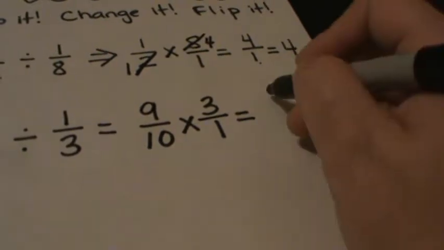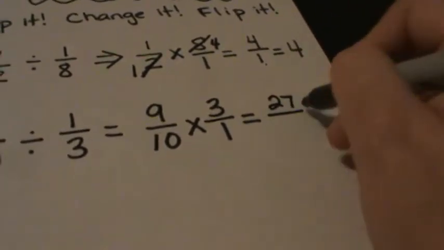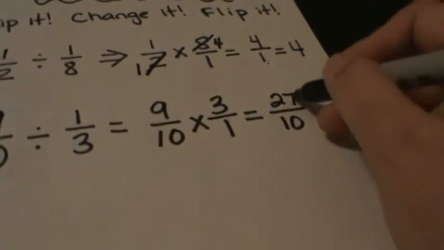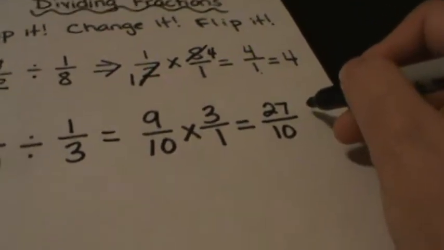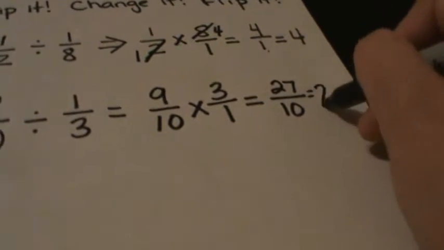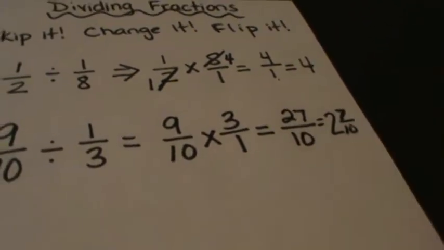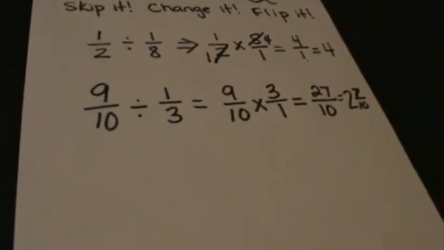So we multiply across. That's 27 and 10. Now you could probably figure out that 10 goes into 27 2 times with 7 left over, which is going to equal 2 7/10. Let's try another one.